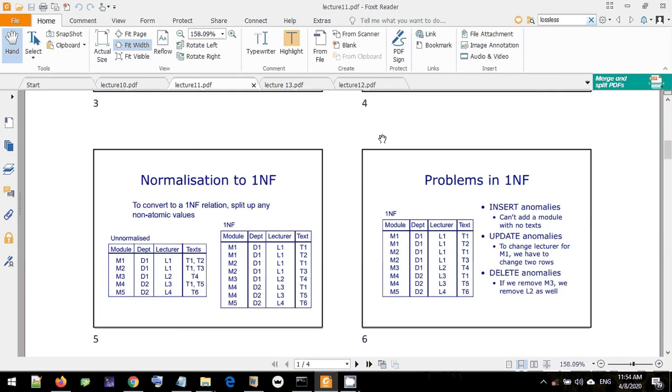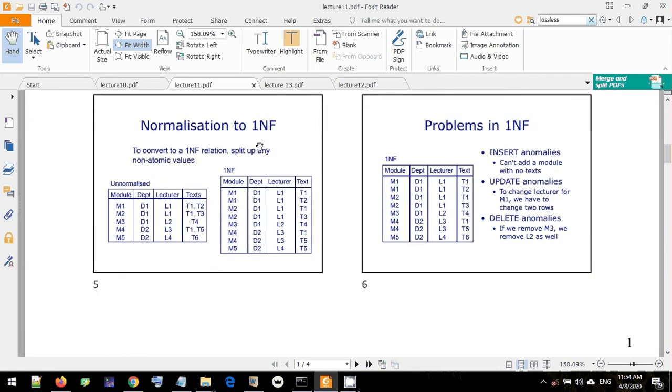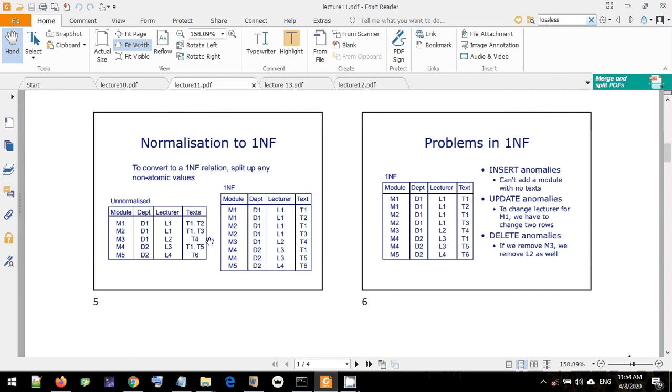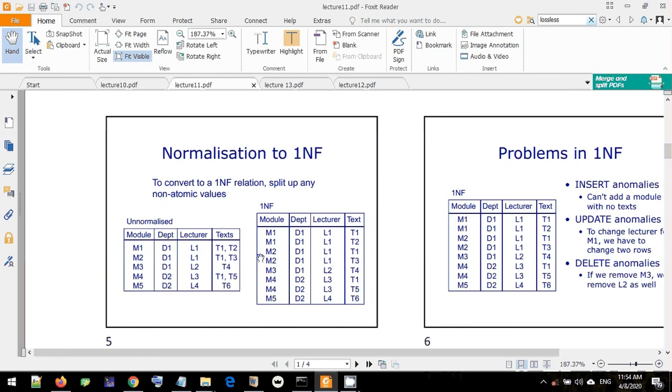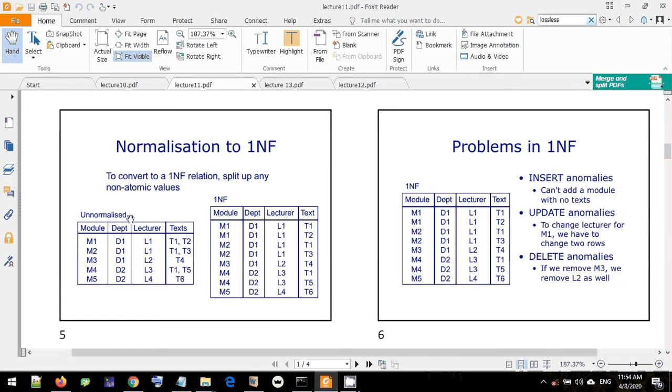For example, let us see normalization to the first normal form. Look at this table. We have two tables. We have the unnormalized table and the normalized table. We can convert this unnormalized table to the first normal form by changing these composite values to atomic values. Now, that's an atomic value.